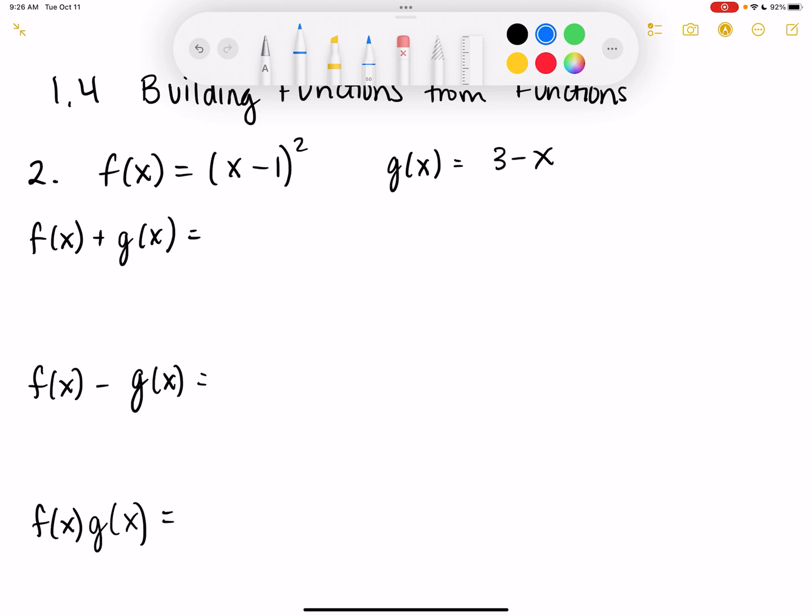All right, so when we're adding them, we're just gonna put them together. We're gonna have to multiply this out and then combine like terms. So it has (x minus 1) squared plus 3 minus x. So what would this multiply into? This is a special type, so what would it be?